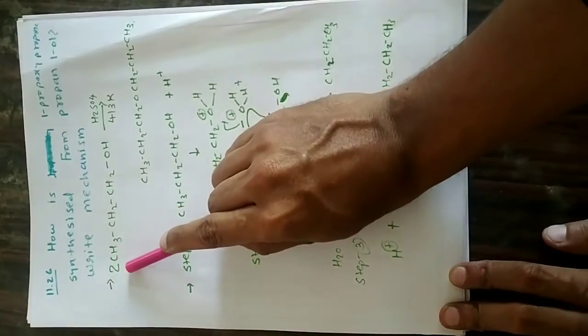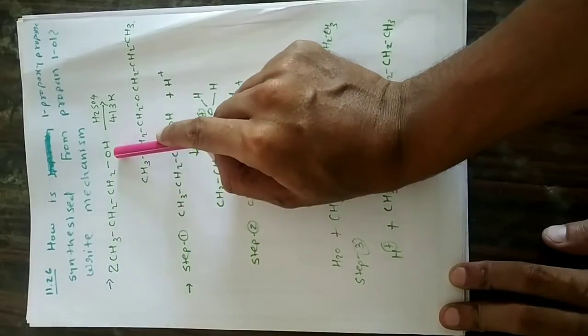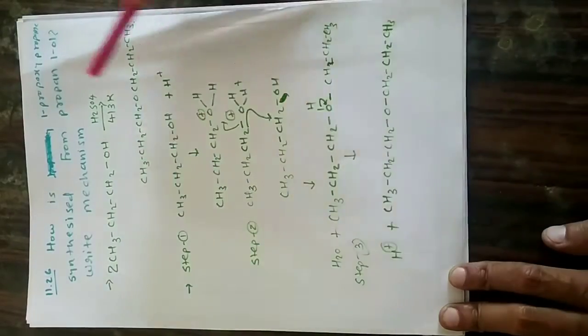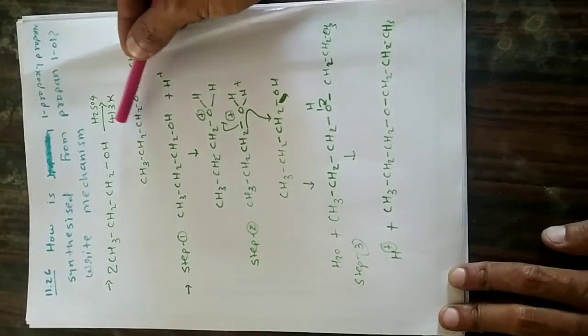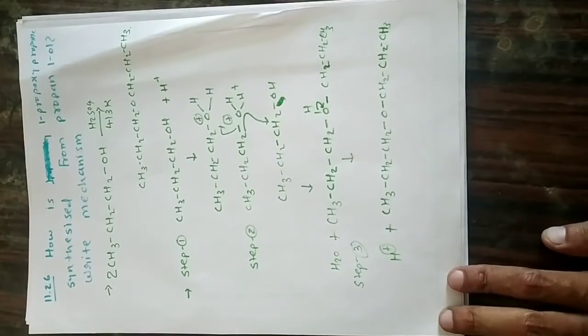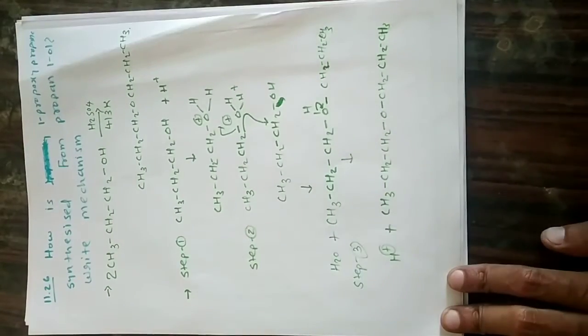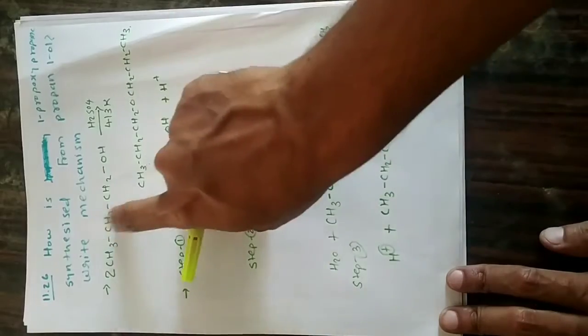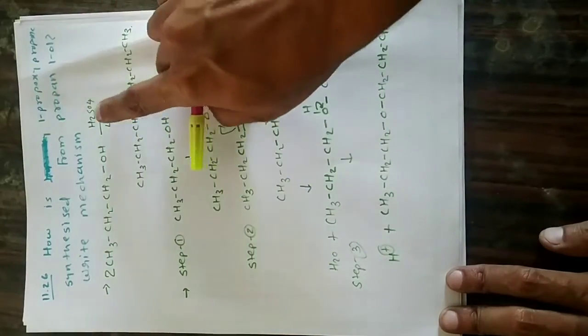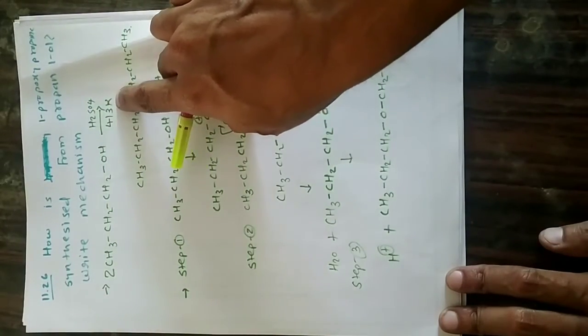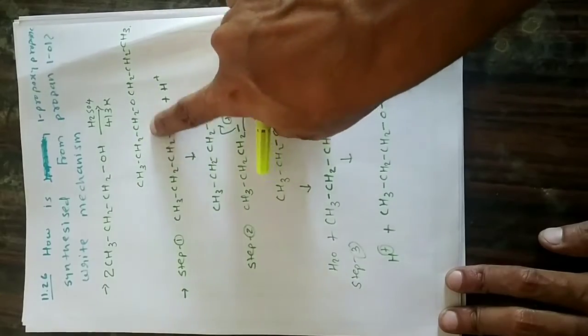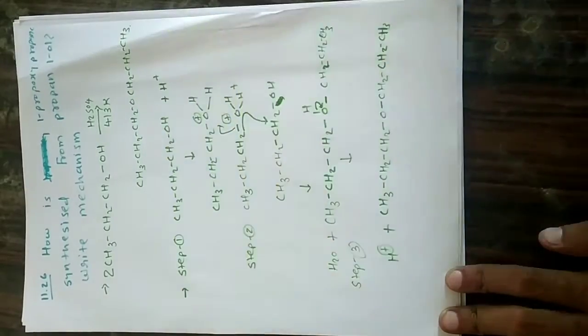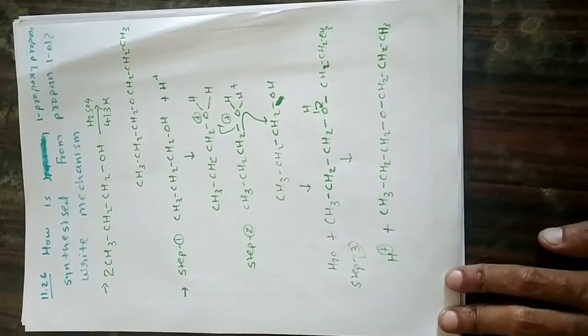So I have taken 2 moles of propanol. When it reacts with H2SO4 at 413 Kelvin temperature, this preparation was there. In the preparation of ether, the first reaction was this: when alcohol reacts with H2SO4 at 413 Kelvin temperature, it gives us ether. Now look at the mechanism.